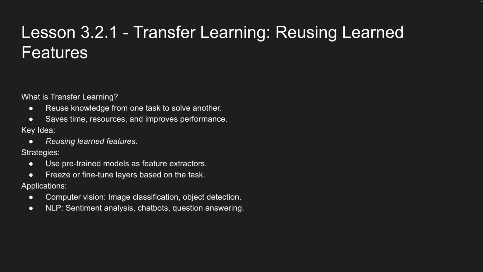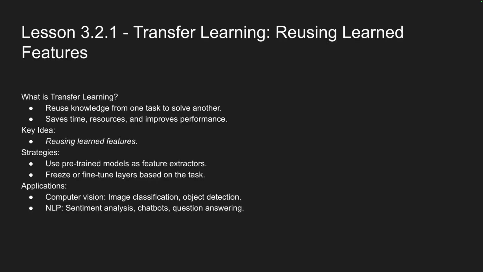Speaking of fine-tuning, let's talk about strategies for freezing and fine-tuning layers. When you're using a pre-trained model, you have two main options. You can either freeze some of the layers, meaning you lock them in place and don't update their weights, or you can fine-tune them by allowing their weights to change during training. Freezing is great when you want to preserve the general knowledge the model has already learned, while fine-tuning lets you adapt the model to your specific task. The choice depends on your data and the problem you're solving.